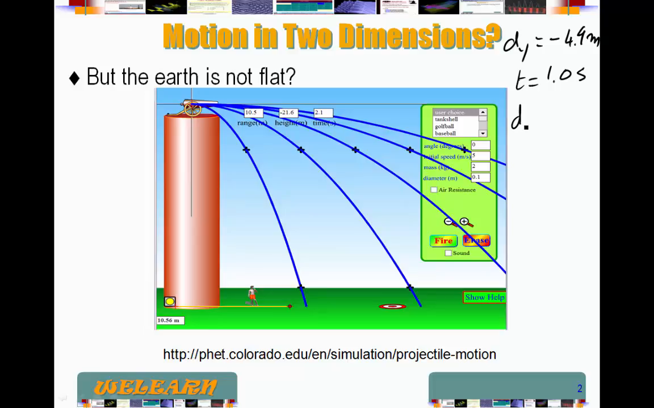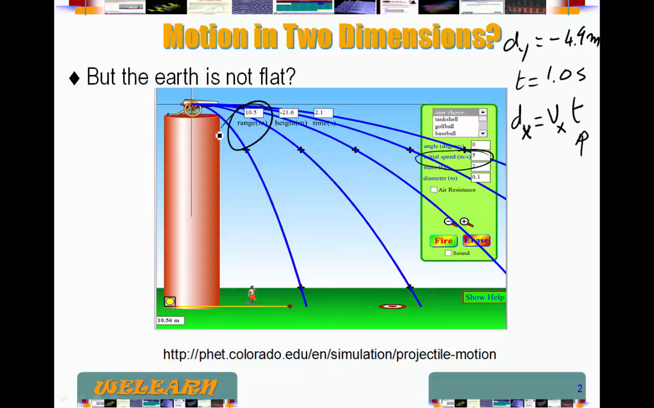The horizontal displacement, d sub x, is equal to whatever initial velocity along the x we gave it, whatever was called here as initial speed, times the time. In this case, the time is 1 second. So whatever that initial velocity was, we multiplied it by 1 second and we got the horizontal displacement. That was called range here.